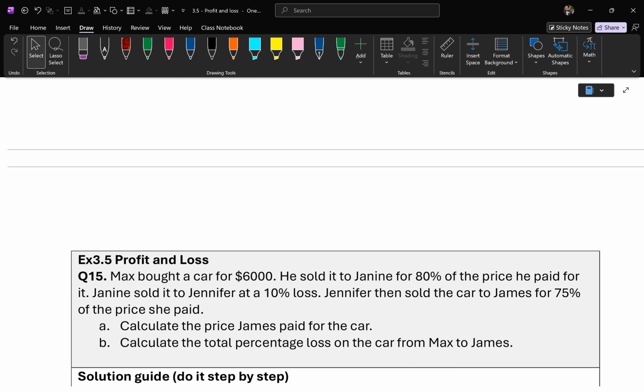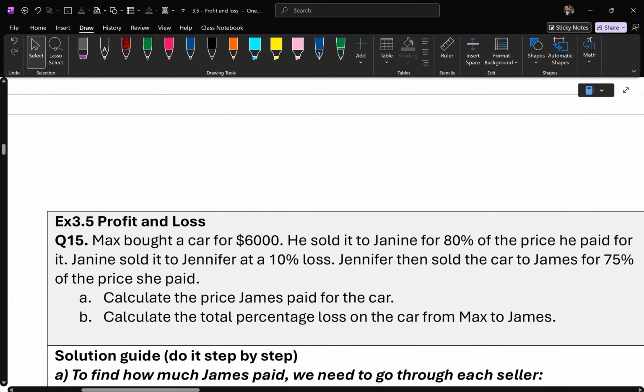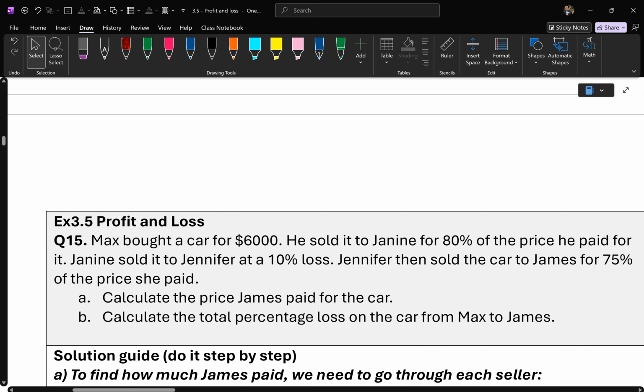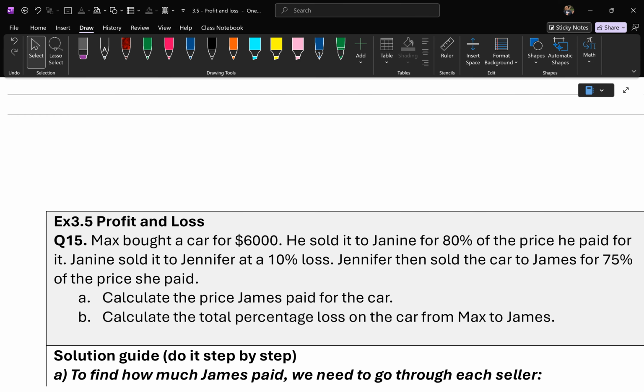So what's the question? The question's asking, if Max bought a car for $6,000, obviously a second-hand car, he sold it to Janine for 80% of the price he paid for it. Okay, so he's selling at a bargain. Janine then sold it to Jennifer at a 10% loss as well. Then Jennifer sold that car to James for 75% of the price she paid. A, calculate the price that James paid for the car. B, calculate the total percentage loss on the car from Max to James.